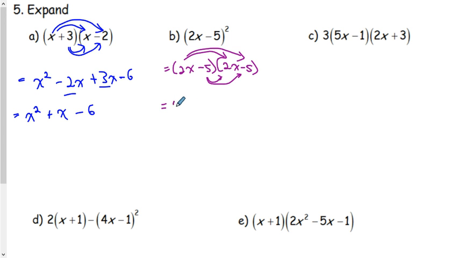Multiply everything in the first bracket by everything in the second bracket. 2x times 2x. Well, 2 times 2 is 4. x times x is x squared. 2x times negative 5, that's negative 10x. Negative 5 times 2x, 5 times 2 is 10, but it's a negative 5. And negative 5 times negative 5 is positive 25. Collect our like terms.